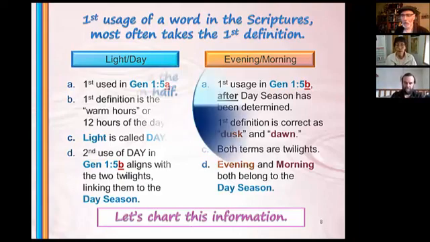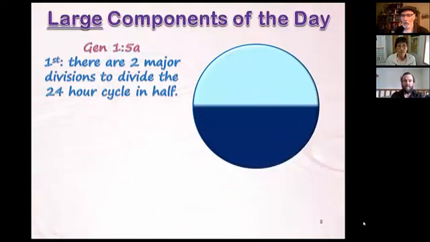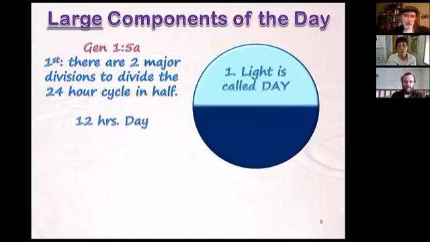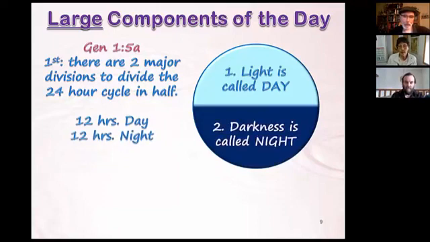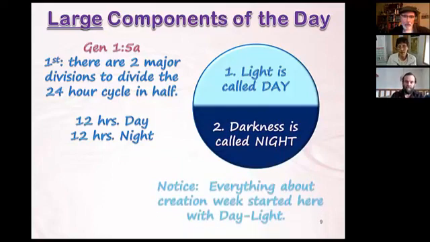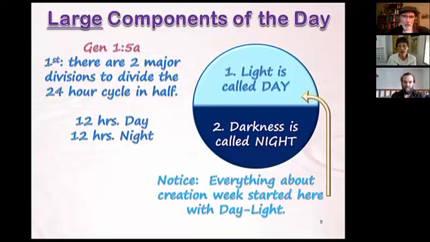Let's chart what happens with this Genesis 1:5, because these are definitions for these terms. In the first part of Genesis 1:5, it tells you that there are 2 major divisions to divide the 24-hour cycle in half. You have 12 hours of the day. That's where Yahuwah says the light is called day, and 12 hours of night. He gives you the definition. He says the darkness is called night. And notice everything about the creation week starts right up here with the light. Right here, light, no twilight, light came first.